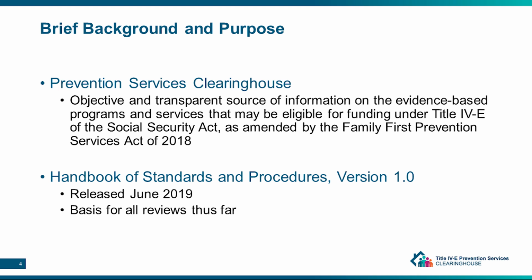By way of background, the Prevention Services Clearinghouse was developed to be an objective and transparent source of information on the evidence-based programs and services that may be eligible for funding under Title IV-E of the Social Security Act, as amended by the Family First Prevention Services Act of 2018. The Clearinghouse uses a systematic review process implemented by trained reviewers using consistent, transparent standards and procedures. The Handbook of Standards and Procedures describes the standards the Clearinghouse uses to identify and review programs and services, and the procedures that are followed by Clearinghouse staff.